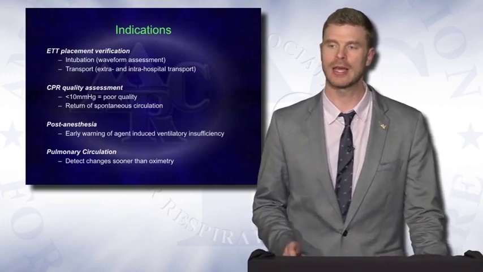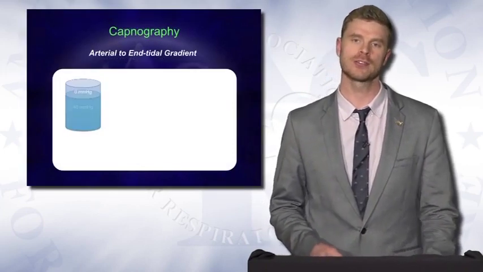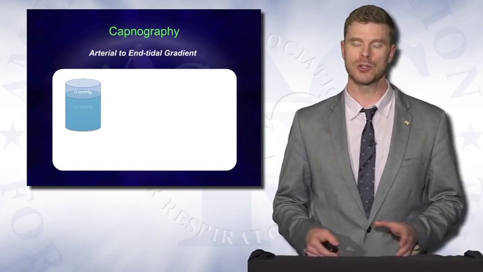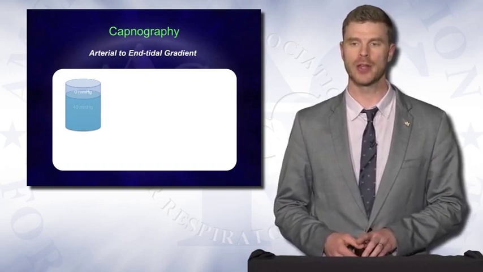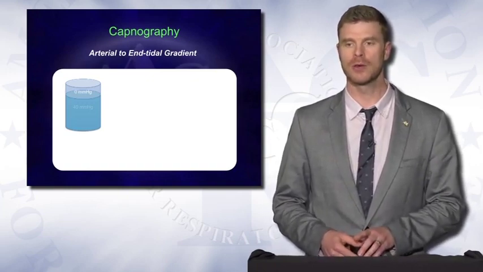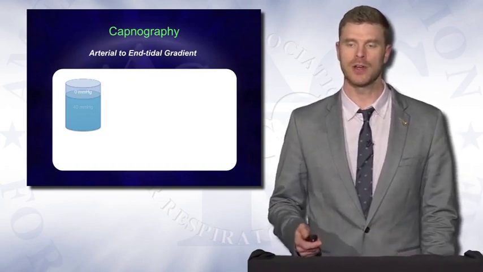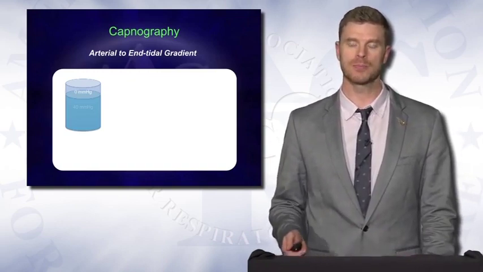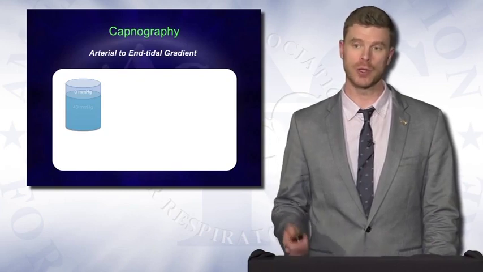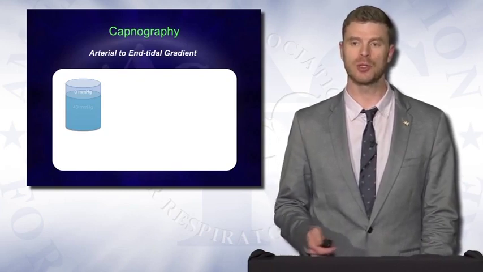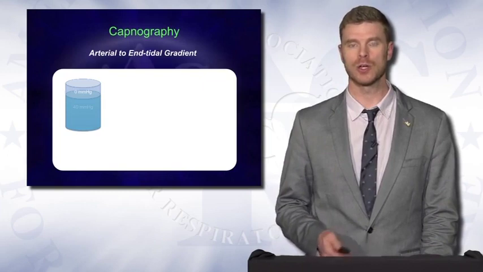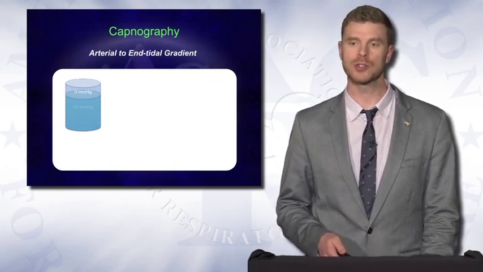Speaking of arterial and end tidal CO2 gradients. So the arterial to end tidal CO2 gradient, I think, is an important concept when you're monitoring CO2 in any population. What I've done here is produce this cartoon, really, a simple illustration of why we see a gradient between the arterial and end tidal CO2 concentrations.